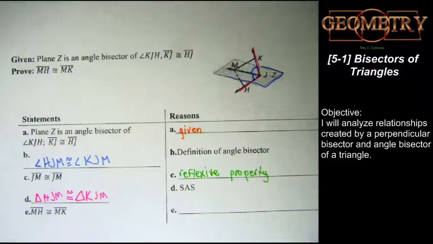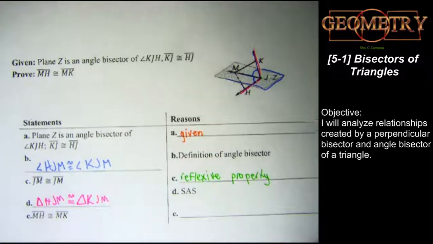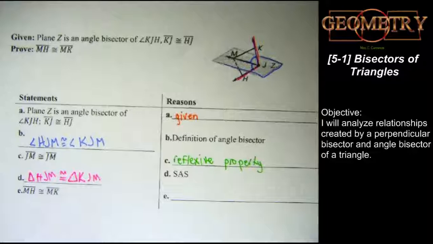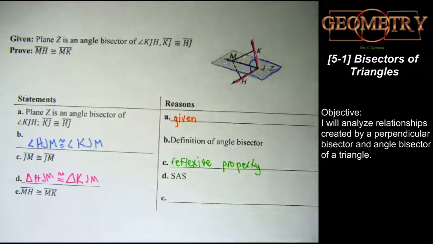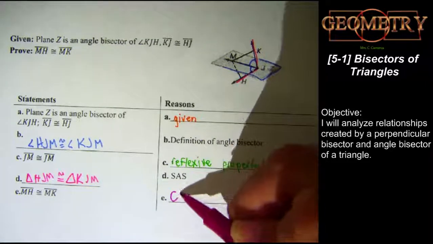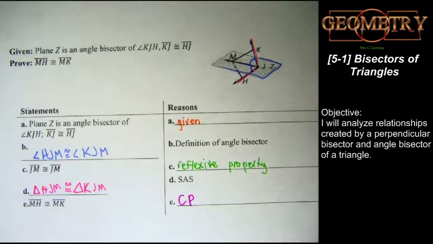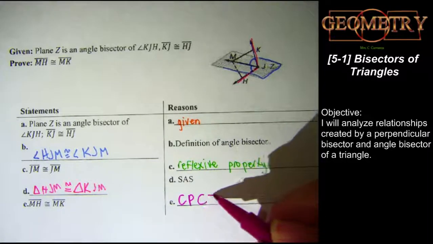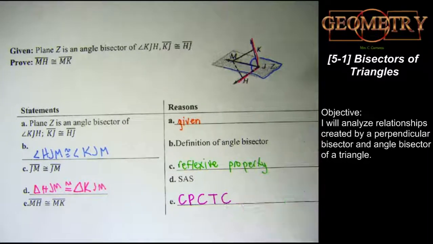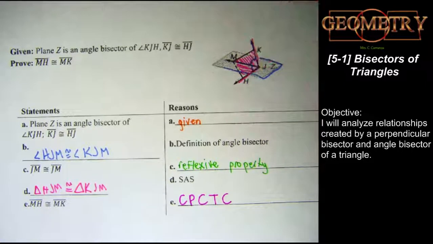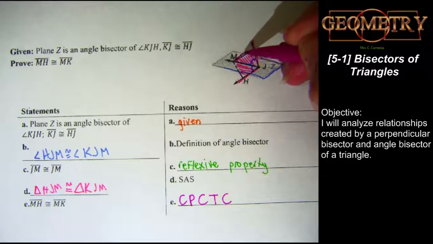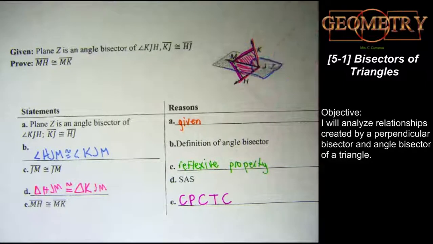Good. Now that we have all of those congruent, are we allowed to say that the segments are congruent? Yes, because of CPCTC. Corresponding parts of congruent triangles are congruent. In the previous step, we stated that this triangle was congruent to this triangle, and because this side corresponds to this side, they are congruent.